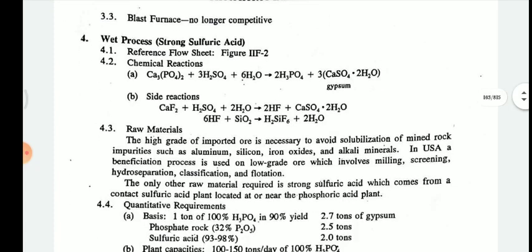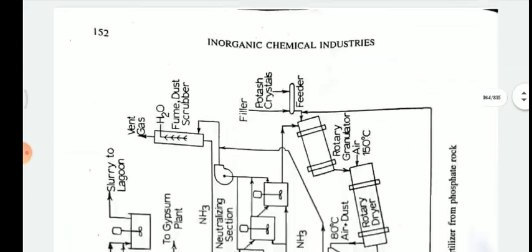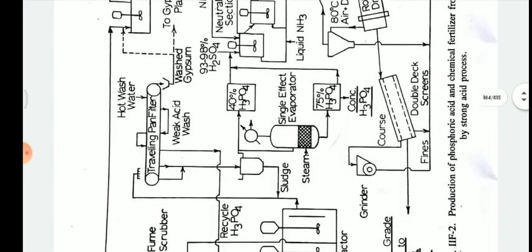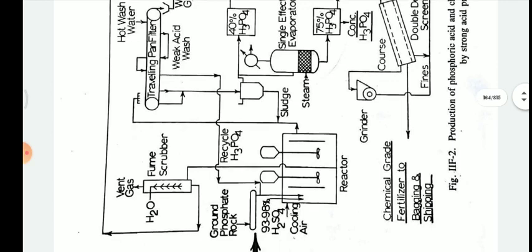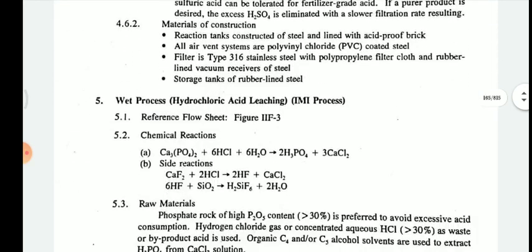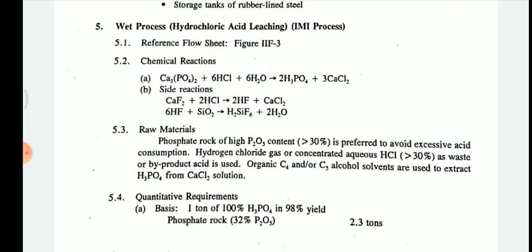For phosphorus fertilizer, we can manufacture strong phosphoric acid using strong sulfuric acid in the wet process. The detailed production process is given here, and we already discussed it. Now the next one is the manufacturing process of phosphoric acid using hydrochloric acid by the leaching process. Strong sulfuric acid is already over, and then strong hydrochloric acid in a wet process.